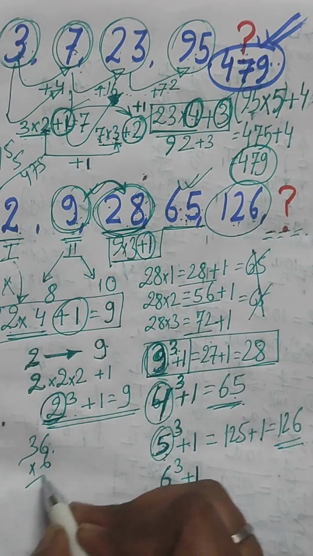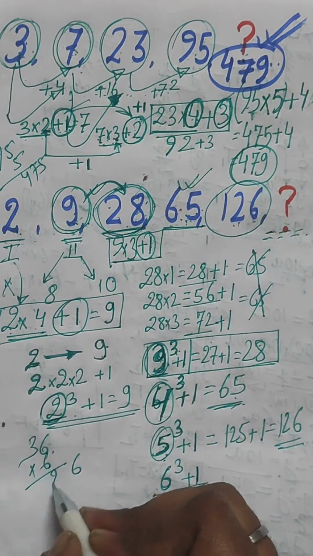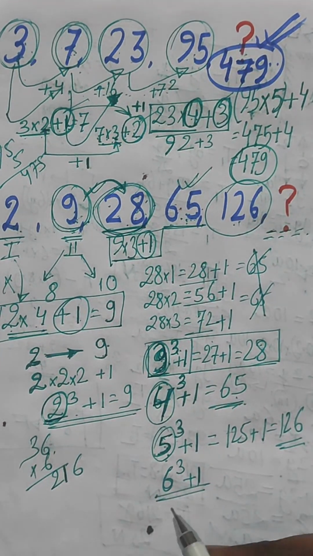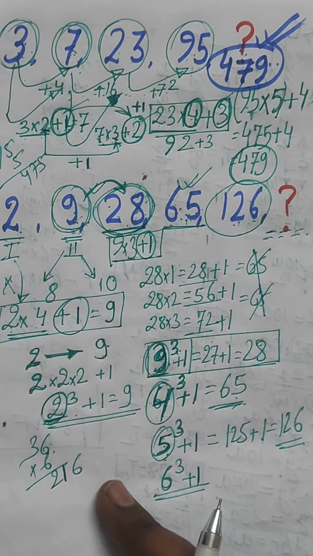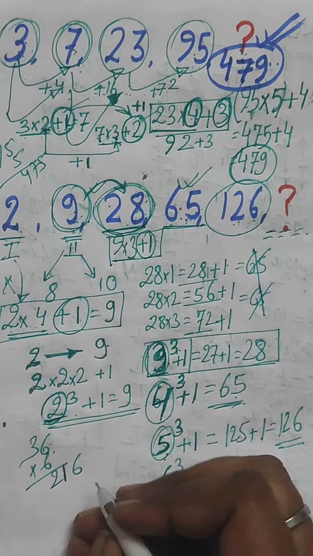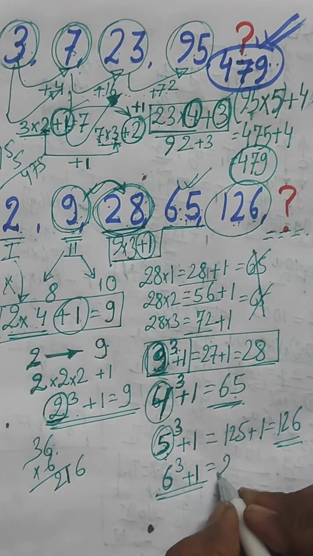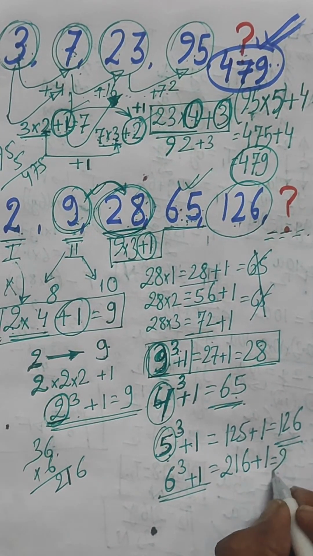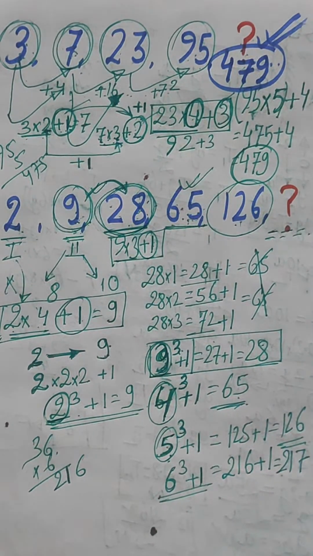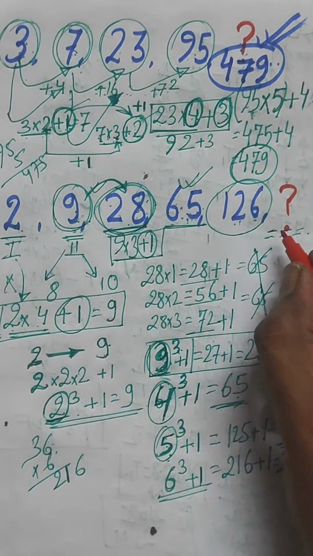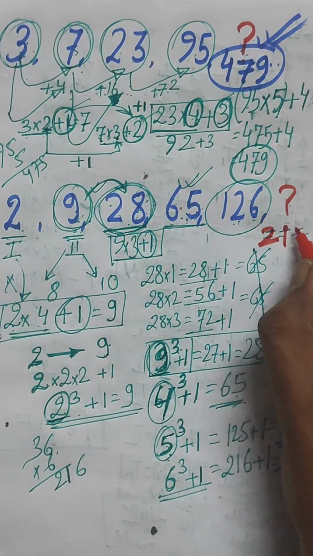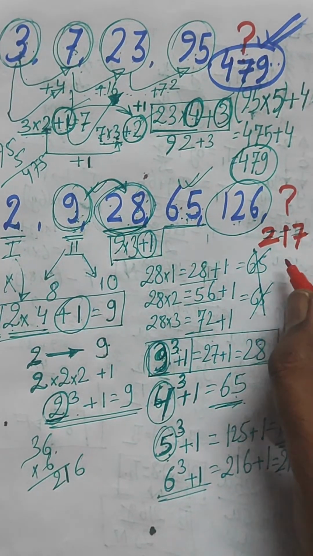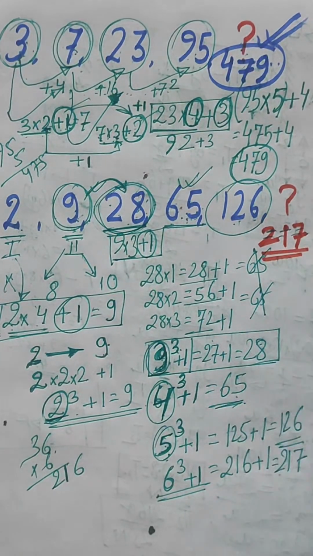36 into 6 is nothing but 216, right? And 216 plus 1, that is 217. So the number into the missing place will be nothing but 217. This is your answer, right?